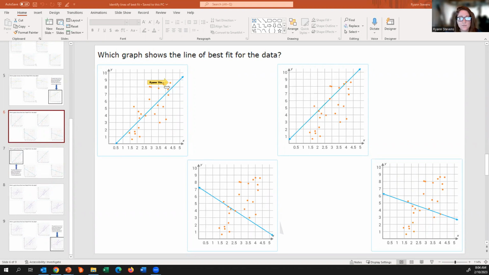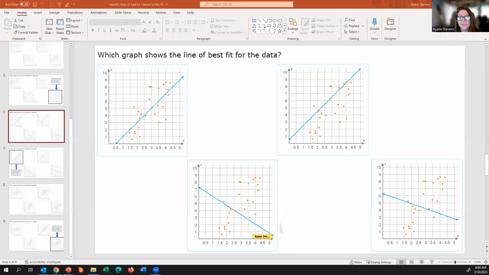We can see that from this point to this point, we are showing an increase in the data. So that means we can look at all of the lines of best fit that show a decrease. This one appears to be showing an increase. This one appears to be showing an increase. But this one here is showing a decrease in the data. Starting from left to right, it is going down.